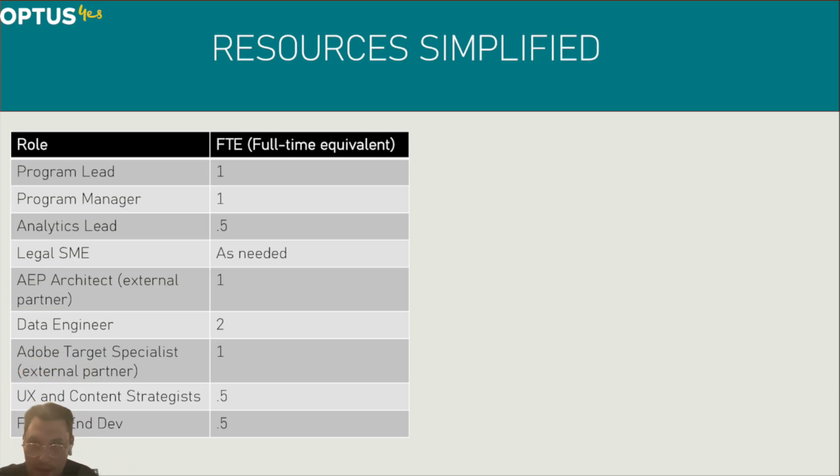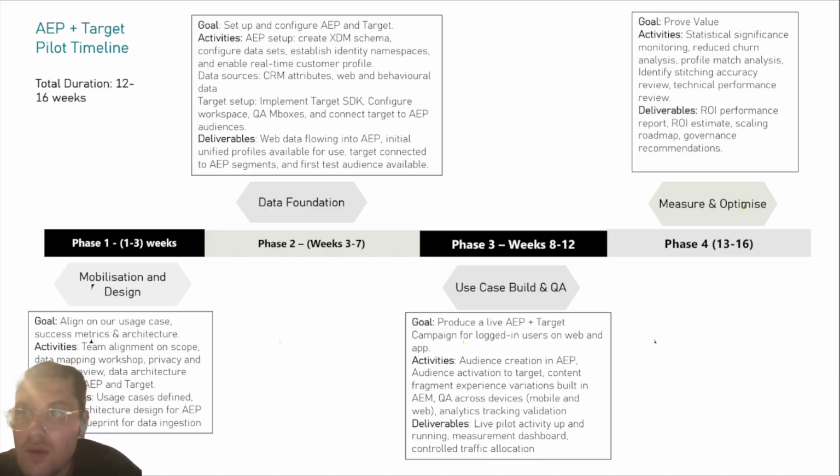Resources simplified. As you can see, we have a rundown of the roles and FTE. The most important people here, really, are program leads, AEP architects, and data engineers. They're basically non-negotiables in terms of FTE. So AEP Target pilot and timeline, total duration 12 to 16 weeks.